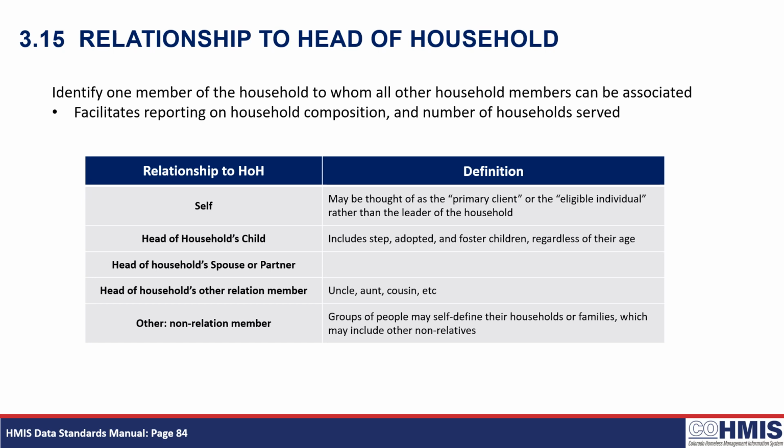So it's pretty straightforward. The relationship to head of household, for the head of household, they're just the self. That's their relationship. If there are any children in the household that belong to the head of household, they're the head of household's child. Similarly, the head of household's spouse or partner, that would be their relationship. And the head of household's other relation member, maybe if there's uncles or aunts or cousins in the household, we would select that option. Lastly, we could select other non-relation member for any household members who aren't related to the head of household. Households are just groups of people who self-define what their household structure looks like. They do not have to be related to be in the same household and enrolled as a household in your project.